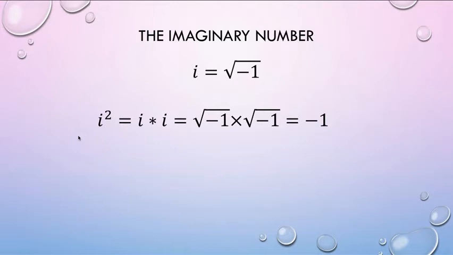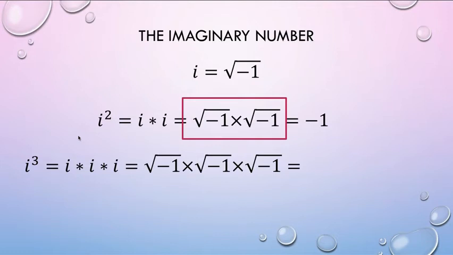What that means then is that i squared equals i times i, or the square root of negative 1 times the square root of negative 1, which by definition equals negative 1. So when we see an i squared in a problem, we can simplify that or substitute negative 1 in its place to become a real number rather than that imaginary number. Because the square root of negative 1 times the square root of negative 1 just equals negative 1.